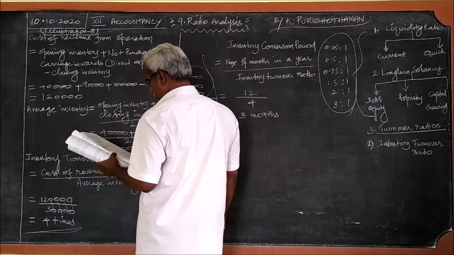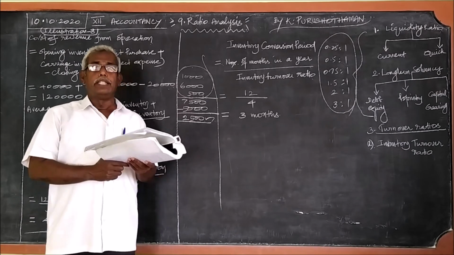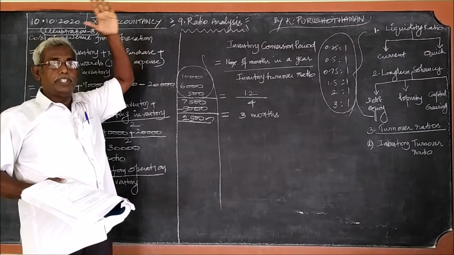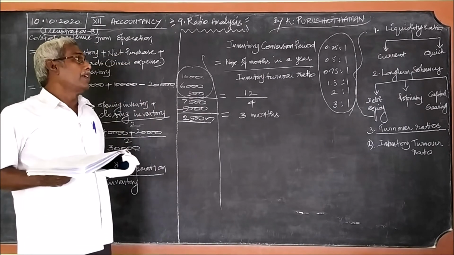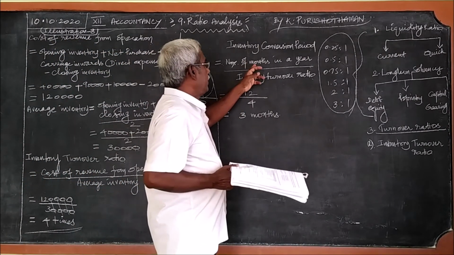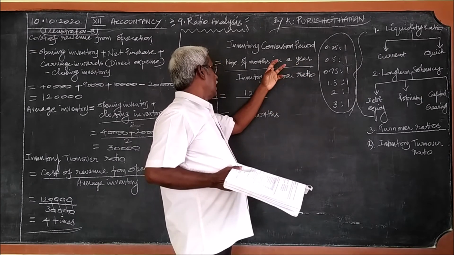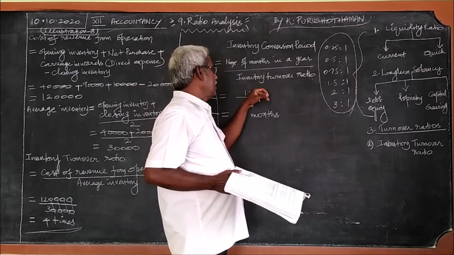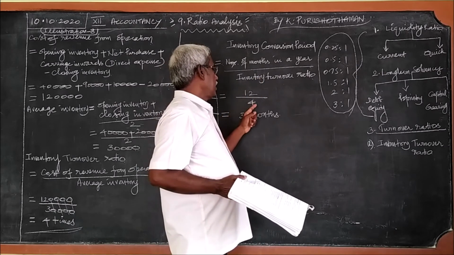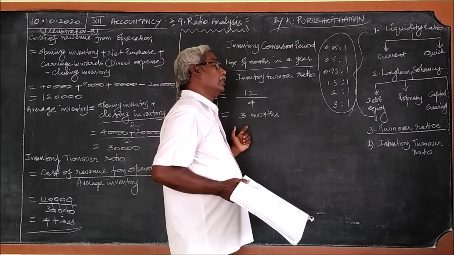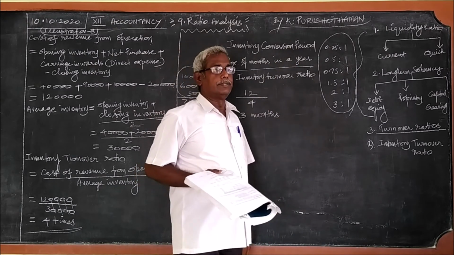If it is in other form, that is, the same inventory conversion period can be given in terms of days. In that case, what we should write? Number of days in a year divided by inventory turnover ratio. That is, number of days in a year is 365. Here in this problem it is 4. Therefore 365 by 4 divide and you should write. That is the inventory conversion period.